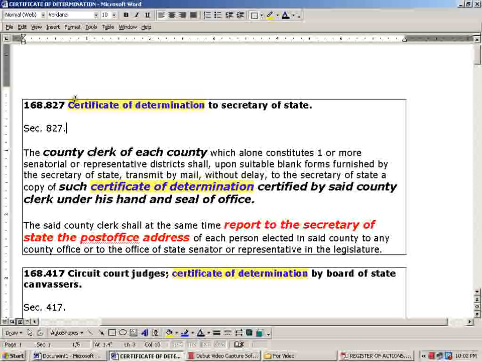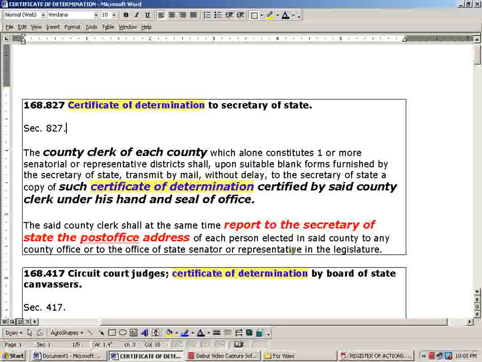So, the county clerk of each county, which alone constitutes one or more senatorial representative districts, upon suitable blank forms furnished by Secretary of State, transmit mail without delay to the Secretary of State a copy of such certificate of determination certified by said county clerk under his hand and seal of his office. And the said county clerk shall at the same time report to the Secretary of State the post office addresses for each person elected in said county, to any county office, or to the office of state senator, representative, legislature.